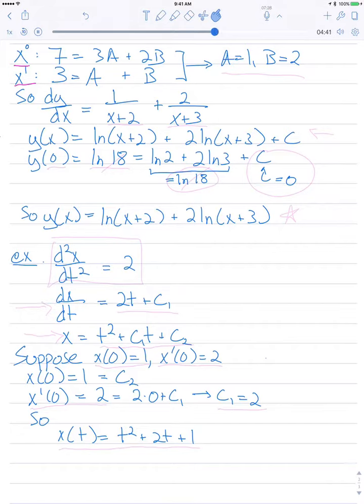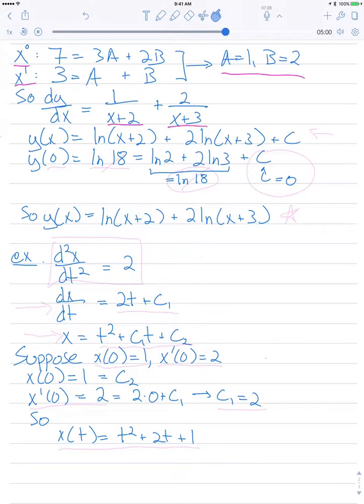That's a system of two equations and two unknowns. You can solve it to find a equals 1 and b equals 2. So all of that work was just, so far, to write the original differential equation in a different way. We found that we could write it as dy/dx equals 1 over x plus 2 plus 2 over x plus 3.